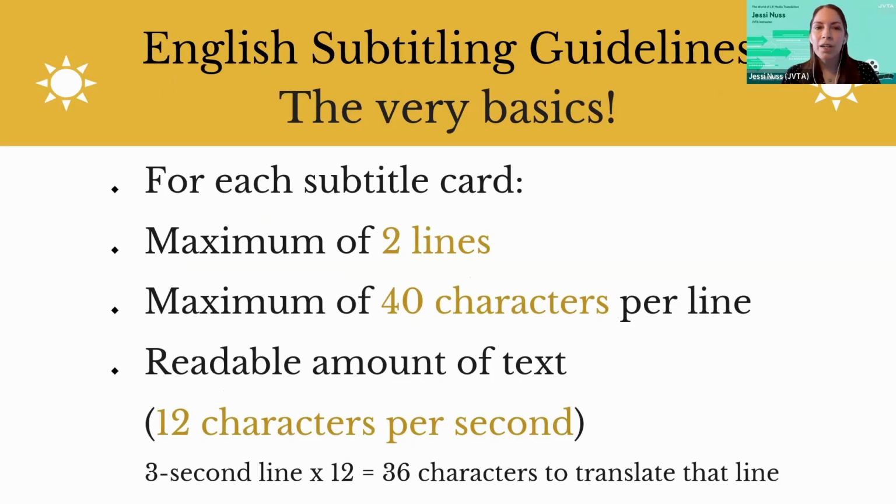for each subtitle card, we have a maximum of 2 lines. And this is pretty universal no matter what language we're subtitling in. For English subtitles, we have a maximum of 40 characters per line. And basically, it's a little bit strict here because when we say 40 characters, we're actually also including spaces and punctuation. Those are also counted as characters. So we want to keep it within 40.